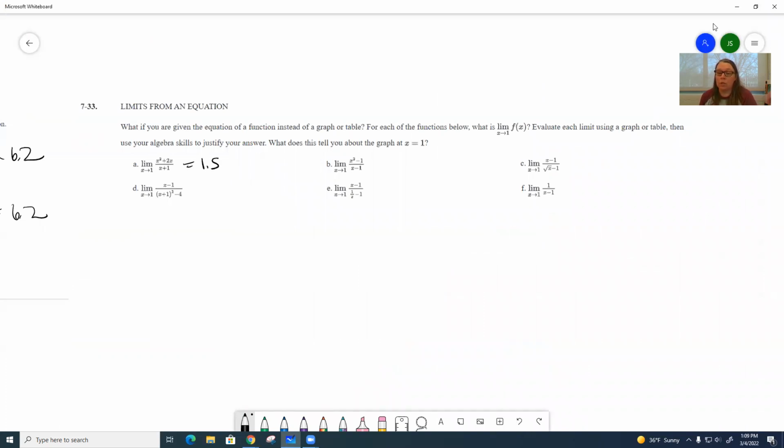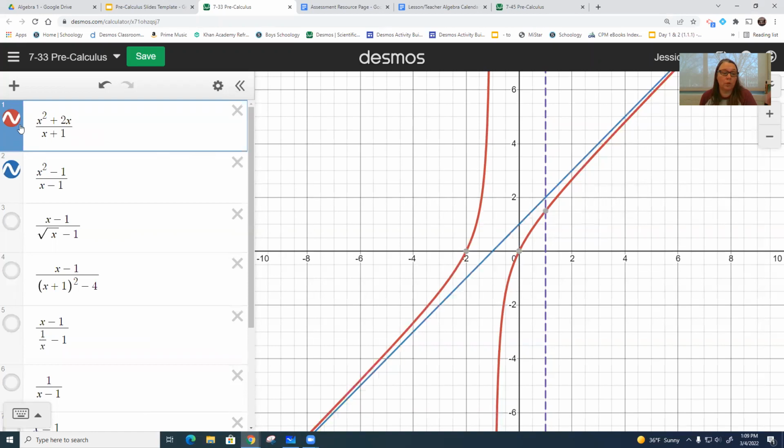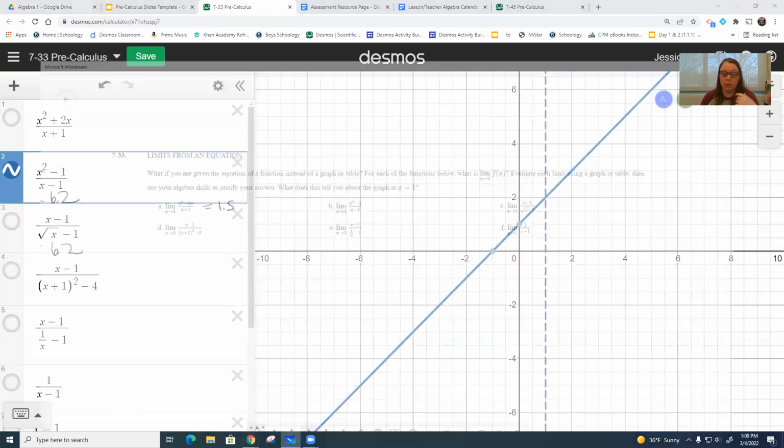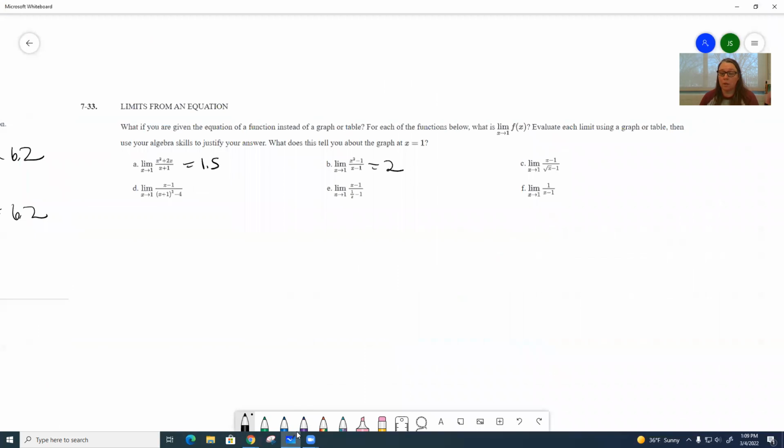Okay, then I'm going to turn the next one on, turn this one off. Again, I could trace closer, closer, closer. See what's happening to my y values, bigger, bigger, bigger, getting closer to 2. But then it says it's undefined at 1, which makes sense because if you look at this equation, if you put 1 in for x, you would get 0 in the denominator. But on this side, same idea, closer, closer, closer to 2. All right, so the limit for this one we would say is 2.